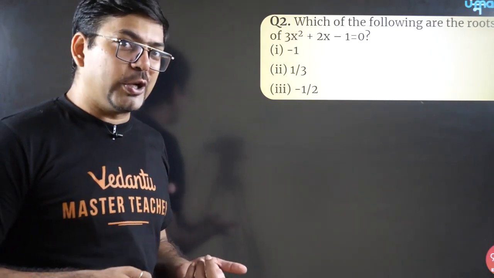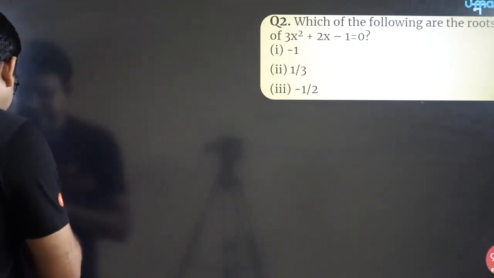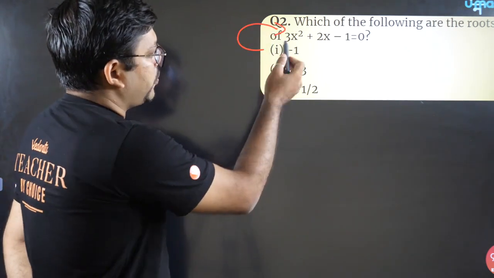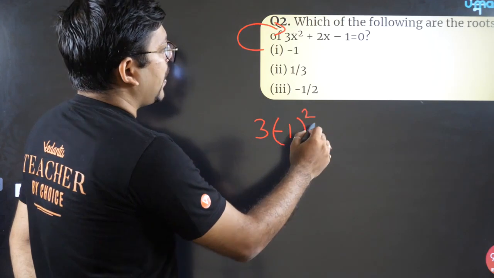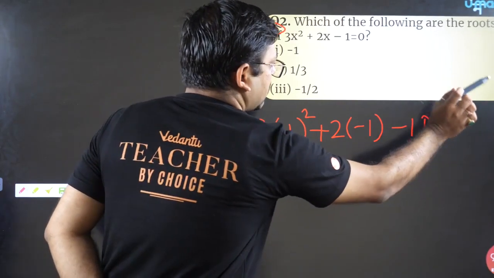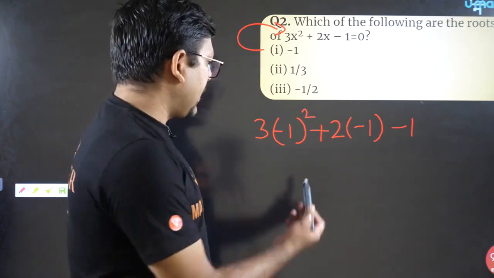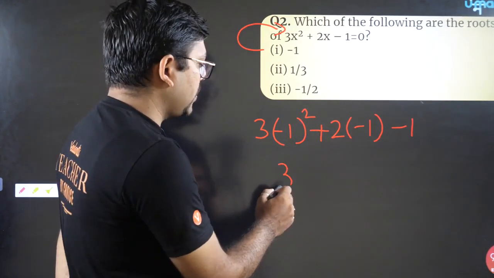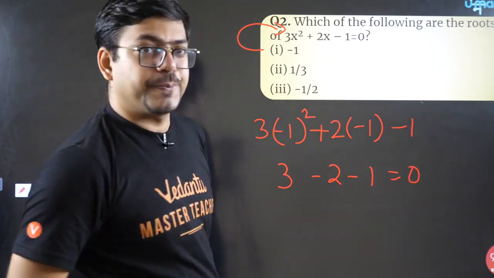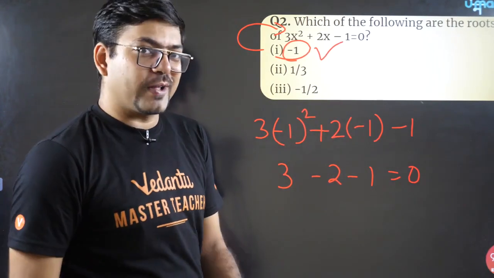So for checking the roots, what we need to do? We just need to put it in the equation and check whether this is a root or not. So let's try this. If you put minus 1, 3 into minus 1 square plus 2 into minus 1 minus 1, we'll have to check whether this equals 0 or not. Minus 1 whole square will be plus 1. So 3 into 1 is 3, 2 into minus 1 is minus 2, and then minus 1. 3 minus 2 minus 1, yes, it equals 0. Since this equals 0, I can say that yes, this is a zero of the quadratic polynomial.